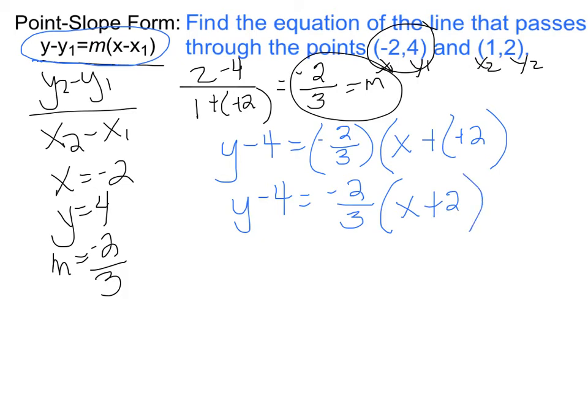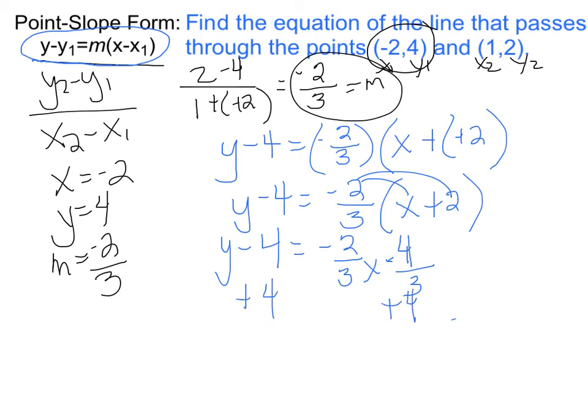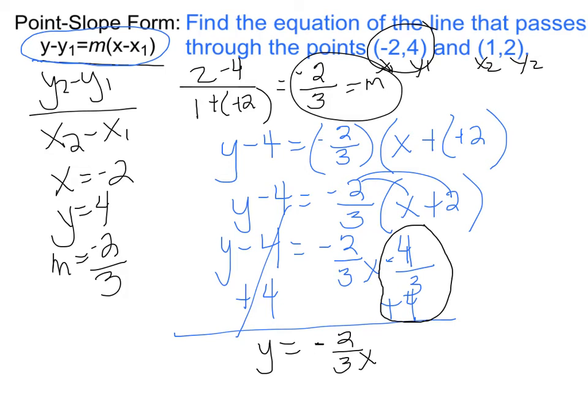Now we've just got a couple more steps. We know this stays the same for now. Negative 2/3 times x is negative 2/3 x, and negative 2/3 times 2 is going to be negative 4/3. Okay, one last thing. You're going to add 4 to both sides. I know this is really messy and I'm sorry. I try to keep it as neat as I can. Y equals negative 2/3 x, and then negative 4/3 plus 4 becomes 8/3. You can just leave it like that and that's your answer.